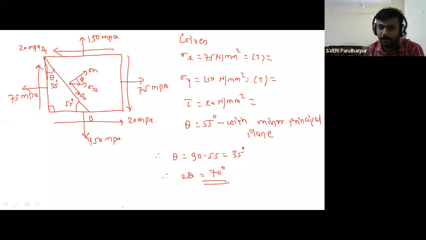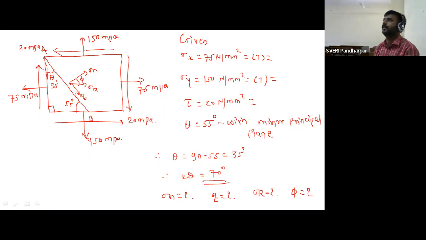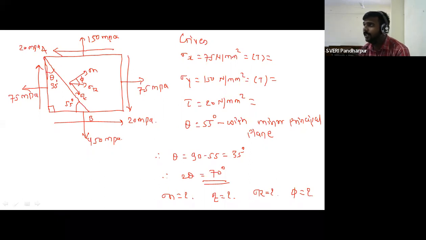So this is the actual figure and we have to calculate sigma n, sigma t, sigma r and phi. Getting? So these are the given parameters. Try to convert the theta. If you are not converting theta to the major principal plane and you are using this 55 into 2, that is 110, your answers will be wrong. So please check the theta properly, whether it is with our required plane or not.